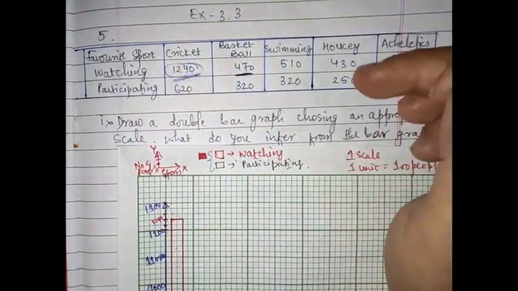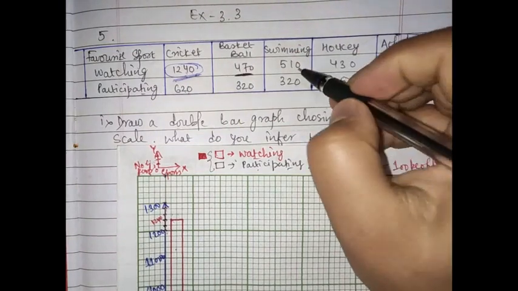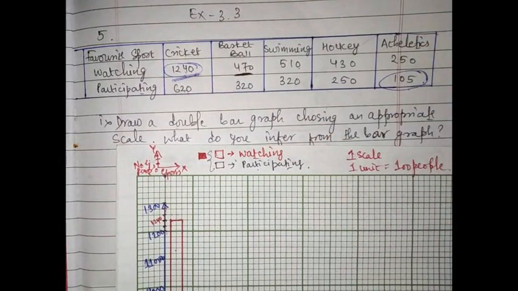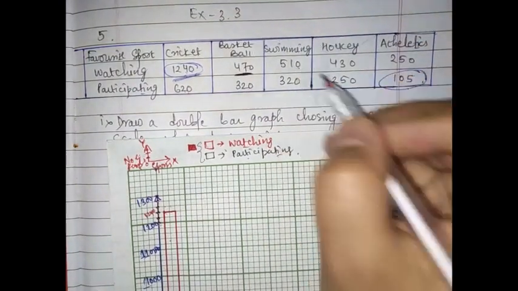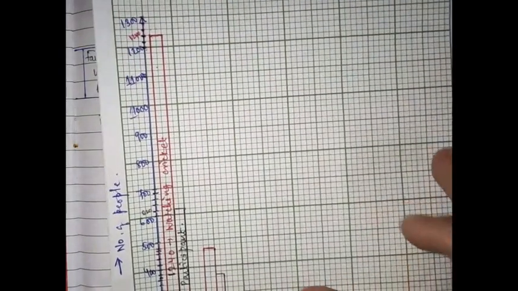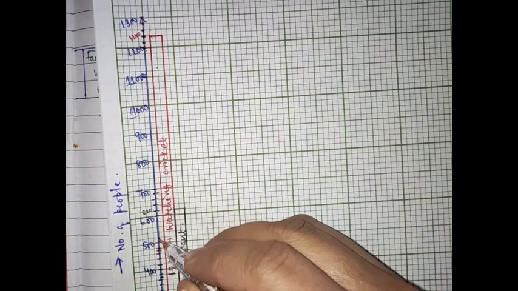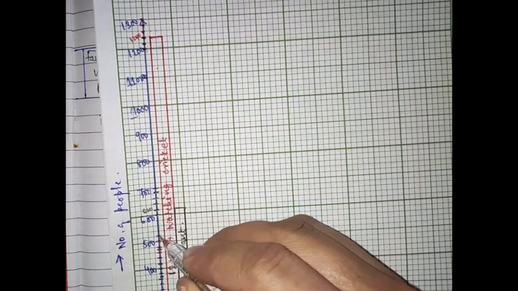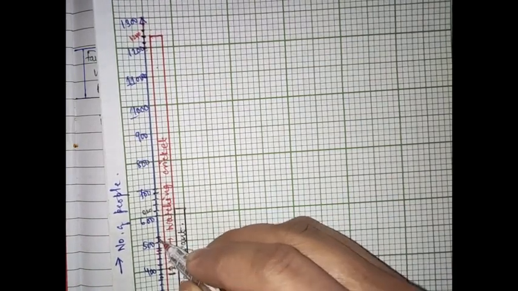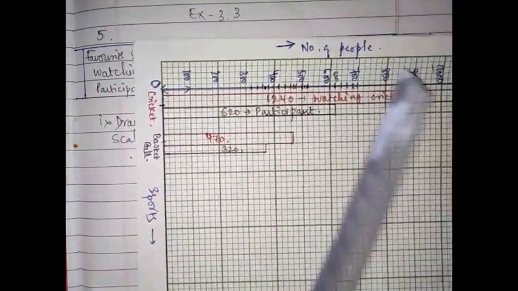So next is our swimming. So how many people are watching swimming? Those are 510. So where does our 510 lie? 510 lies in between these two. So this is 520 and this is your 500. So in between these two, your 510 lies. So you can plot like this.